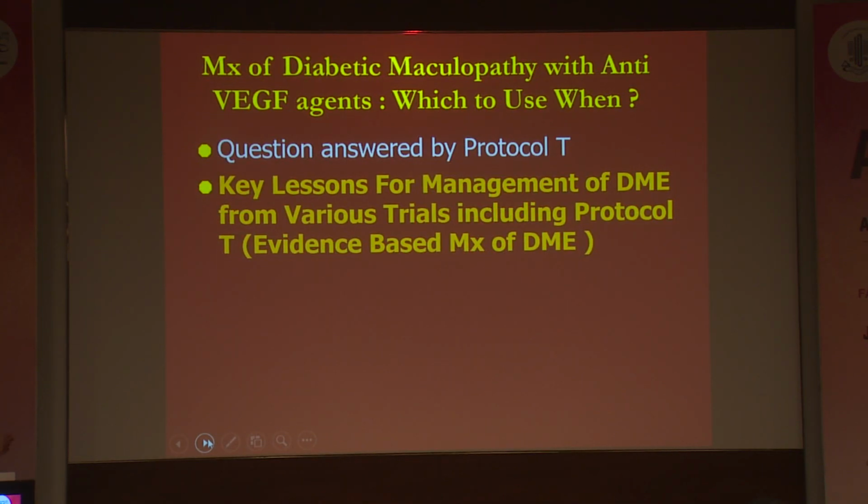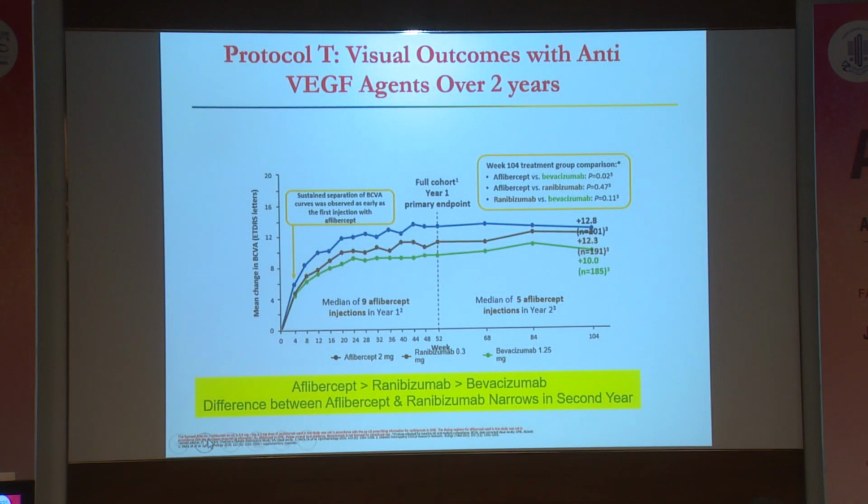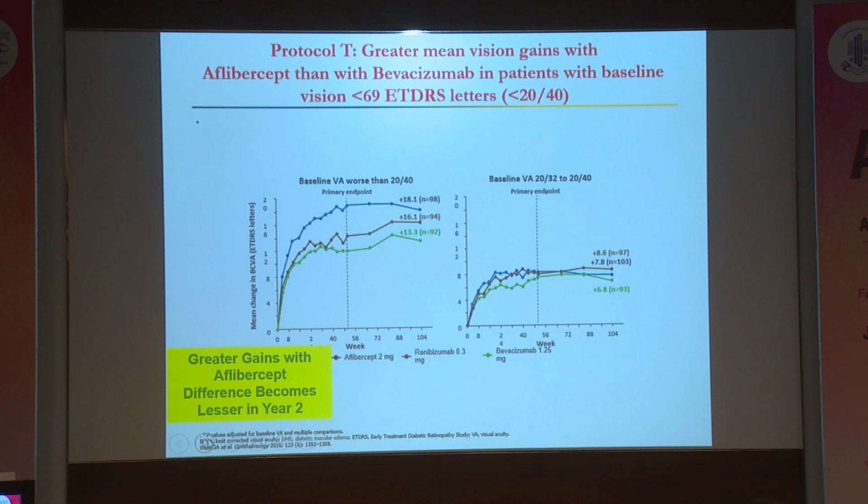Now, which drug to use? We've got the answer from the protocol T, and this showed that aflibercept was better than ranibizumab, which was better than bevacizumab, but the difference between aflibercept and ranibizumab narrowed in the second year. But more importantly, in patients who had good vision, better than 6/12, aflibercept, ranibizumab, and bevacizumab were equally good in terms of visual outcome. The difference was much more in patients who had poorer vision, where aflibercept stood out as compared to the other 2 drugs.